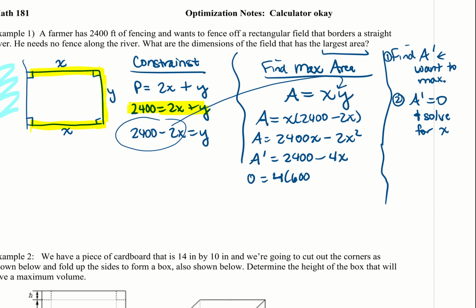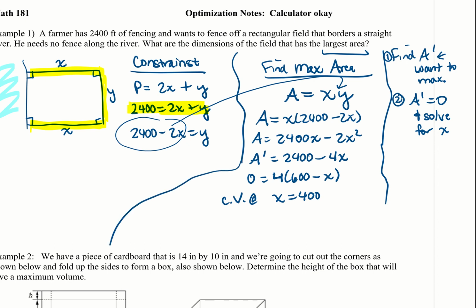Or you could have just moved terms over, up to you. But it looks like x is 600. This is my critical value, or my critical point, however you want to describe it. So this is the place where I might have a relative extrema.